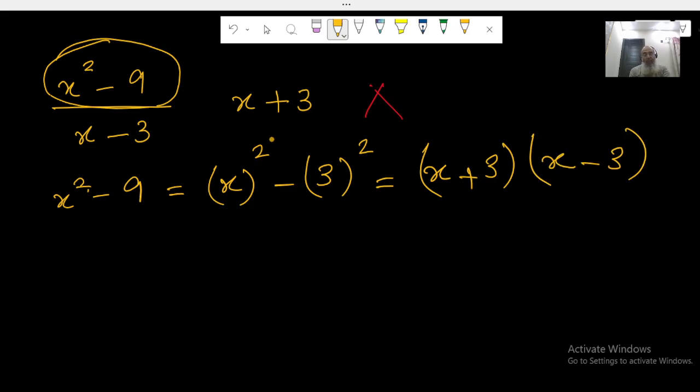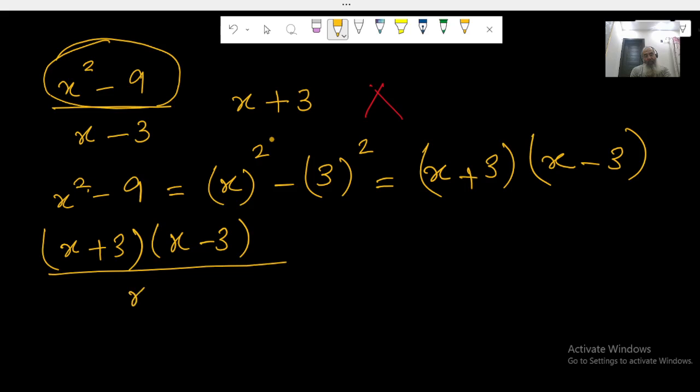Okay, now write it here on the top. x plus 3 and x minus 3 divided by x minus 3. Okay, so now it's clear that this expression is cut by this one. Okay, we can cut it now. And the remainder is 1. Obviously, we don't write it. So the answer is x plus 3.